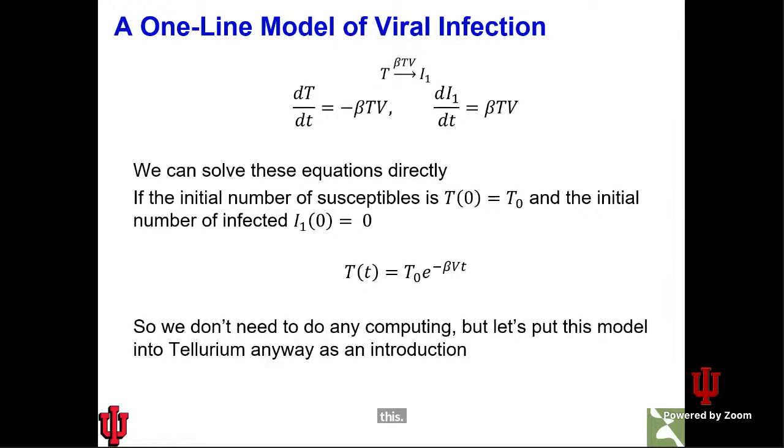dT/dt equals minus beta T V. Well, the assumption is that the probability of each individual getting infected depends on beta and V, and it's independent for each individual. So the probability for each person independently is beta V. And so the total probability, the total rate, is the sum over all individuals. That's T times beta times V.